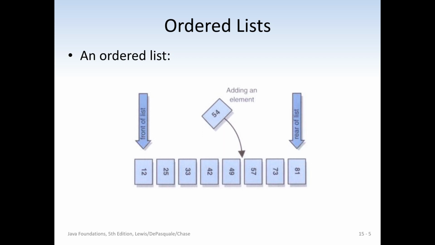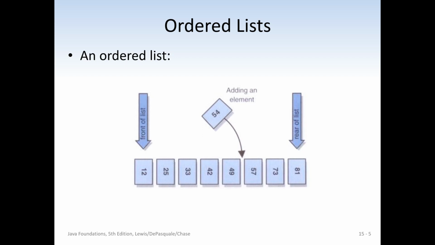But with an ordered list, we have to find where to put it, or we have to find the element that we want to remove. And both of those operations, both of those finds, require us to traverse the list. There's no other way to jump around. We'll see some data structures that let us find things much quicker than that.